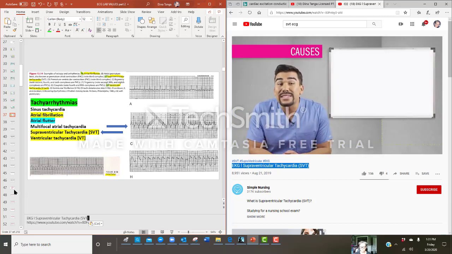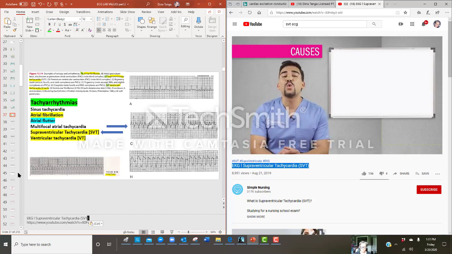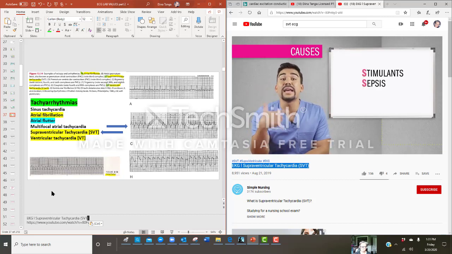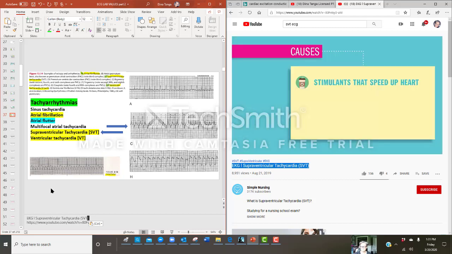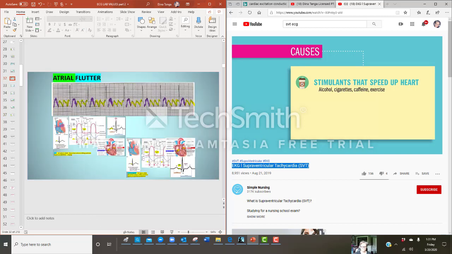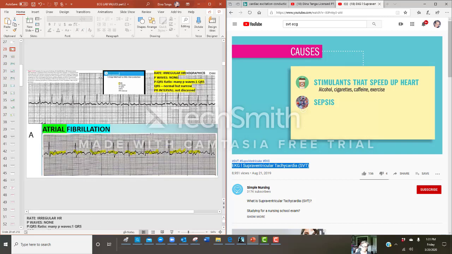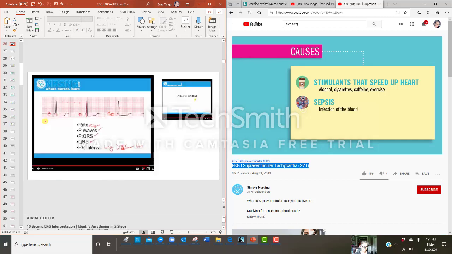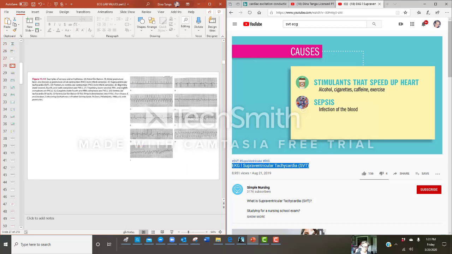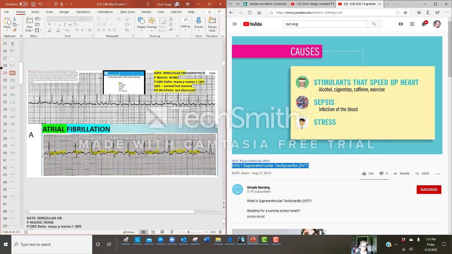Now, the causes of SVT. What causes this merry-go-round from hell? Well, the main causes are quite simple. We use the 3 S's: stimulants, sepsis, and stress. So stimulants like caffeine, cigarettes, and alcohol, which I call the 3 wise men, but even exercise can stimulate the heart rate and make it go buck wild. Now, sepsis, just a fancier word for infection in the blood, can cause fever and added stress to the body. Even stress like anxiety from normal daily emotional struggles.